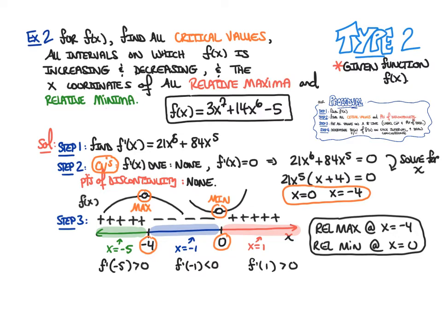And the final step is to determine when f is increasing. So we want intervals for increasing and decreasing. Well, when f is increasing, that's when you see these pluses. So that's on the green interval and on the red interval. So our intervals will be minus infinity to minus 4, union with 0 to infinity. Those are my increasing intervals, and f will be decreasing on the interval from minus 4 to 0.